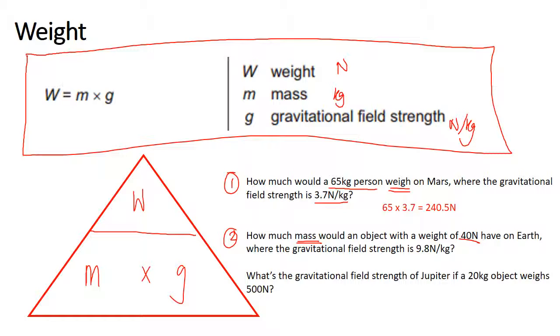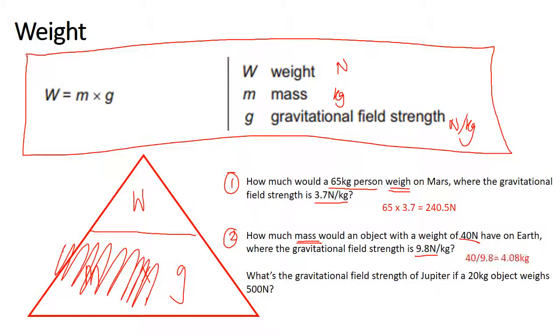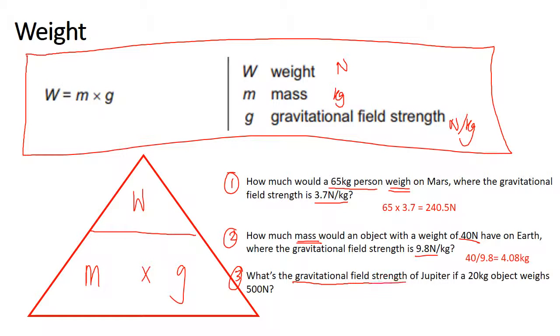Now if we look at number 2, how much mass, that's the thing I need to find, would an object with a weight of 40 newtons have on Earth where the gravitational field strength is 9.8 newtons per kilogram? If I'm trying to find out mass, I'll cover it over in my triangle, and I need to do weight divided by gravity. So in this case I'm going to do 40 divided by 9.8, and it's going to come out at 4.08 kilograms.